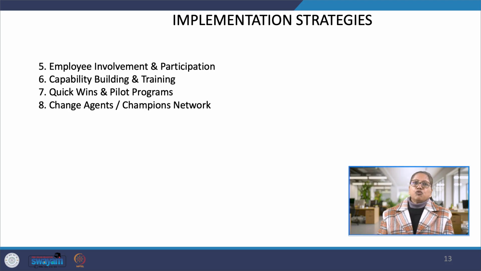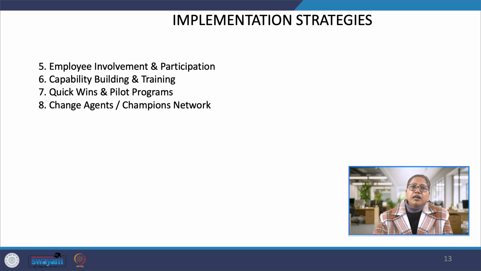Encourage feedback to build ownership. Feedback from various team members can be incorporated in the change initiative so that they can understand that their suggestions have been placed in the change process. Capability building and training: identify the skill gaps created by the change, provide targeted training, coaching, and job aids, and support learning in the flow of work.